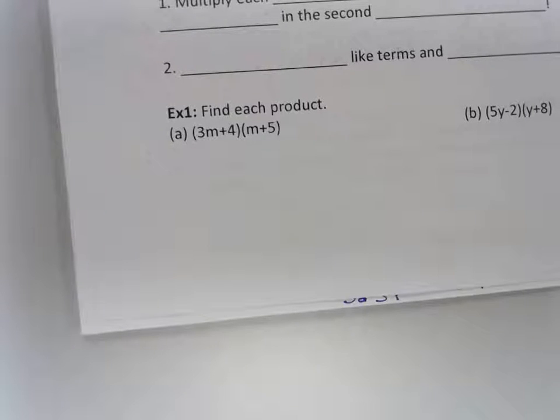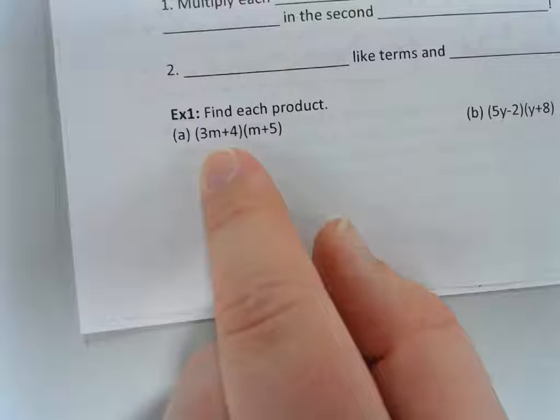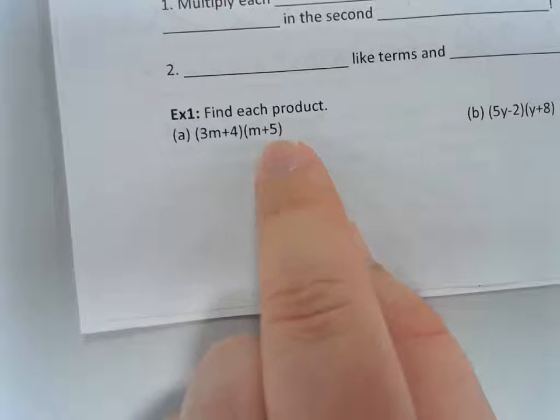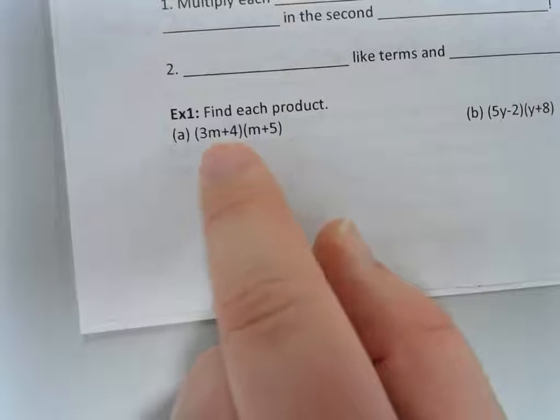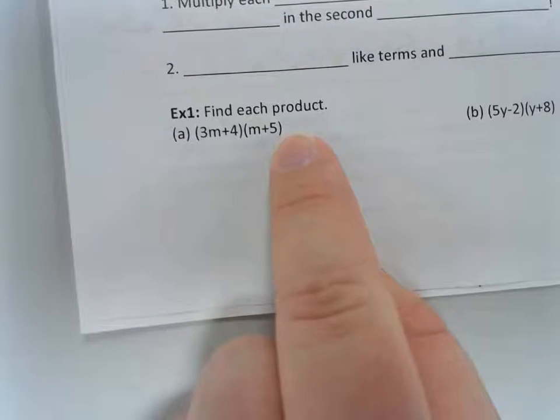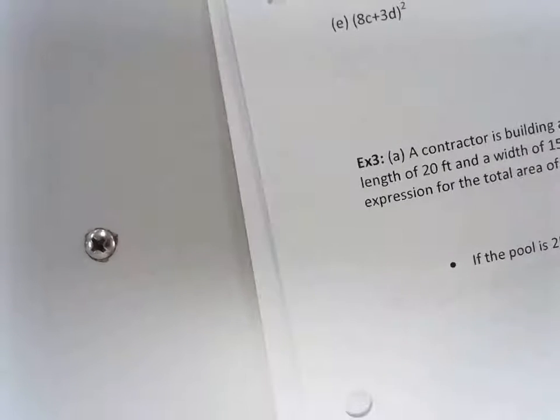Okay, let's look. We have a binomial, 3m plus 4, times a what? Some of you guys aren't paying attention. n plus 5 is a what? How many terms does it have? 2. So it's a what? So I'm multiplying a what by a what? Binomial times a binomial.